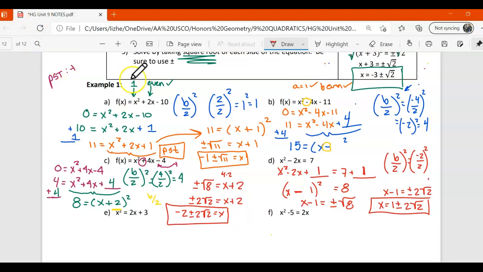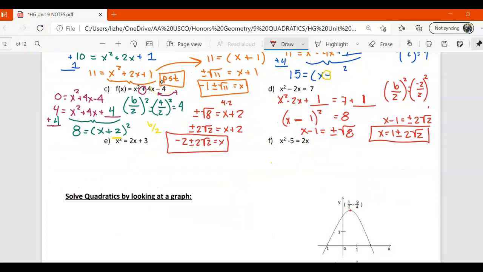All right, next problem. E. This is not in standard form, and I need that 2x to the other side. I can leave the constant to the right, though, so I'm going to say x squared minus 2x equals 3. All right, so I'm ready to complete the square. So I'm going to say x squared minus 2x plus something equals 3 plus something. That something is going to be b divided by 2 squared. So b, in this case, is negative 2 again, divided by 2 squared, which would be a positive 1. That's what I'm adding.